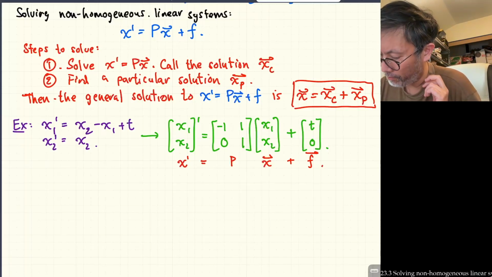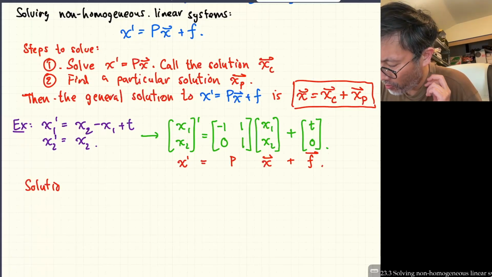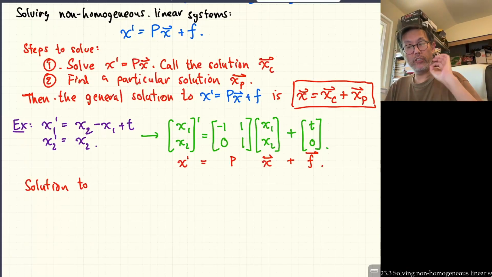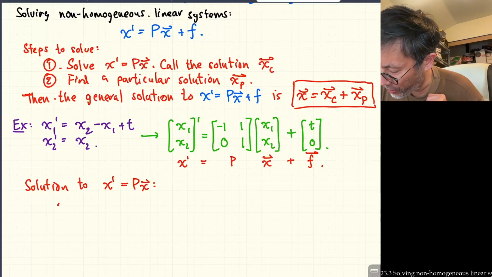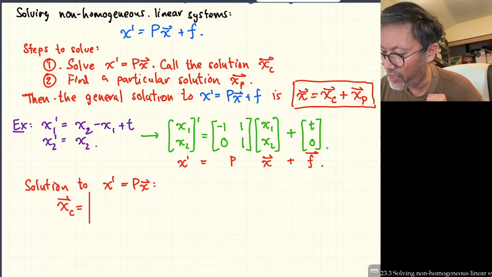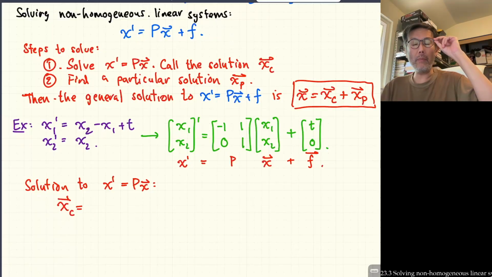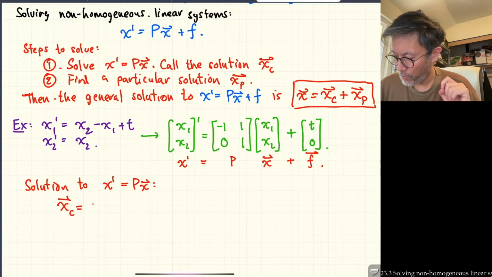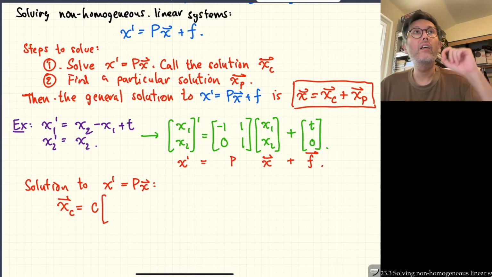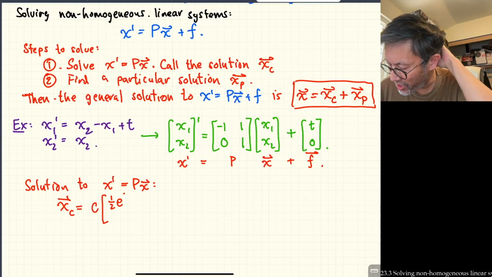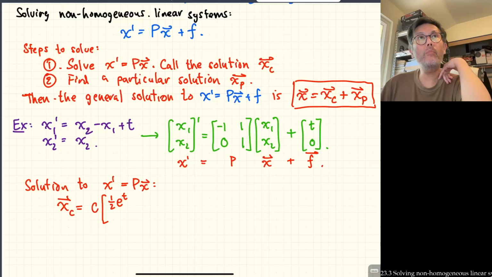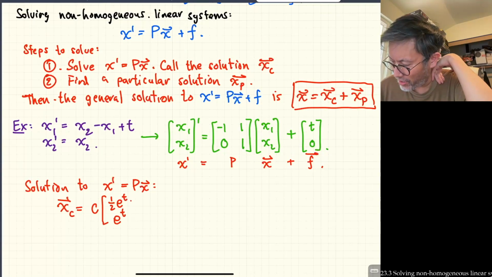So the solution to the associated homogeneous system, that is to say x prime equals Px, I'm just going to show you what this is. We're going to denote this x sub c, and what this will be is going to be some constant which I'll call c times, let's see, what does it end up being? It ends up being 1/2 e to the t here, okay? And then down below we have, in the second entry, e to the t.